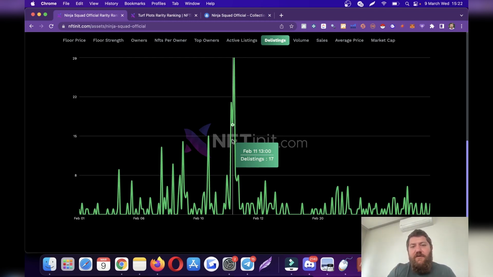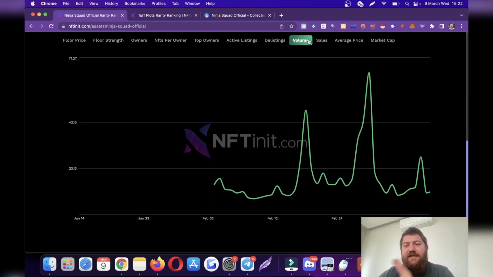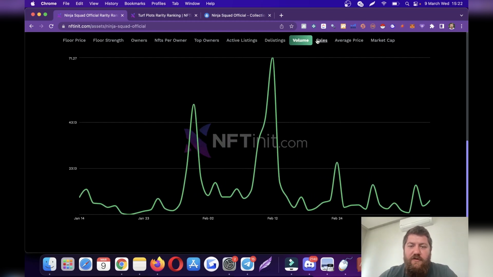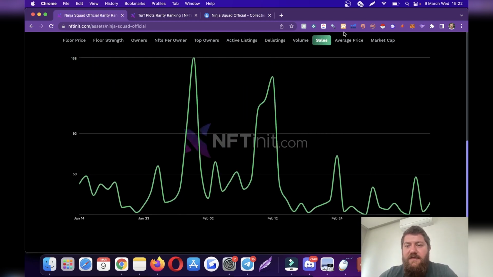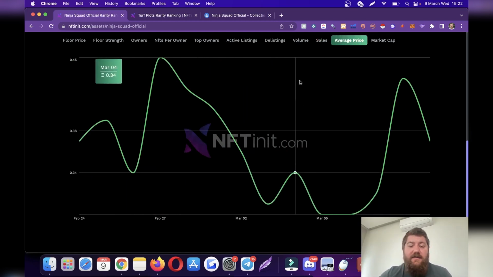You know how the economy works. If you have taken Econ 101 or a similar lecture in school, it's all about expectations. Crypto, NFTs, or whatever. So this is a very important chart to measure the expectations of the NFT holders. And then there is volume, there is sales. These speak for themselves, they are very obvious. And there is the average price and the market cap.